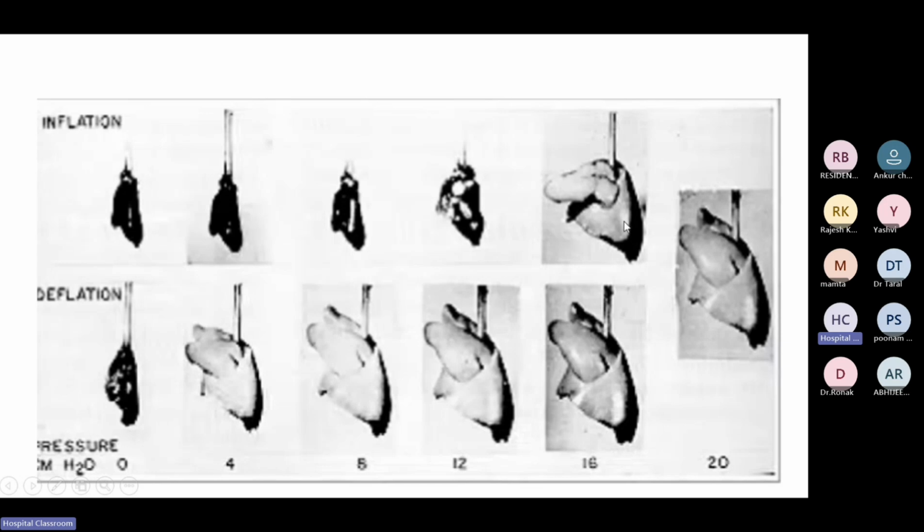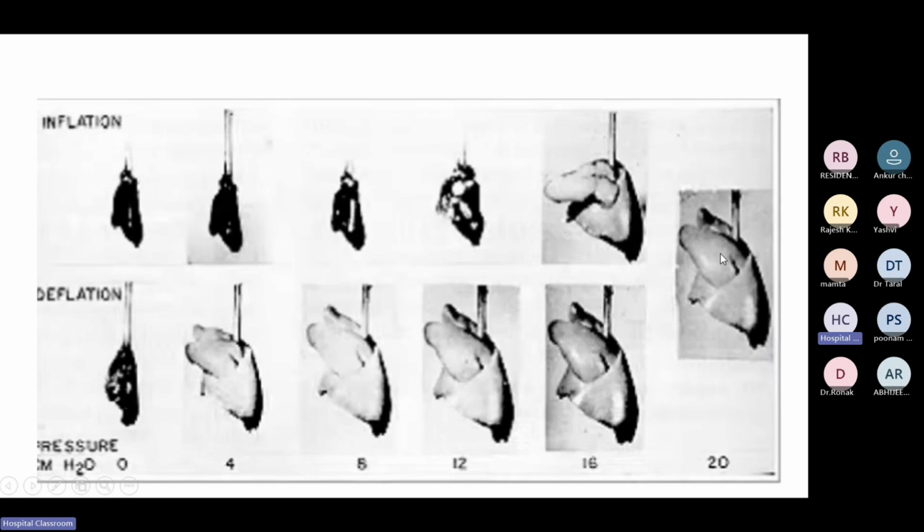So this becomes the critical opening pressure. It is a point at which a little bit of increase in the pressure causes a significant rise in the volume. So here the lung increased, then from 16 we went to 20, and the lung is back at the peak. Again, when you are on the deflation limb, so this is the deflation limb.